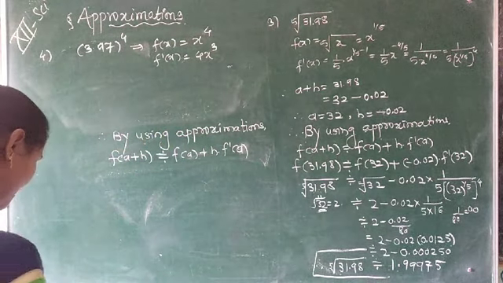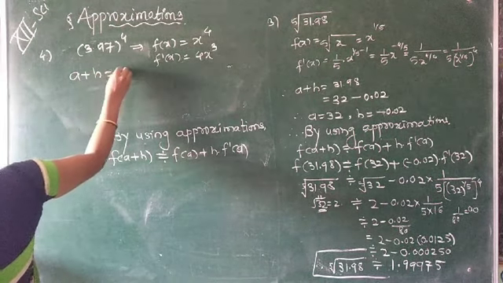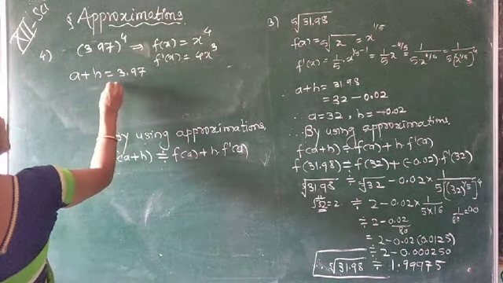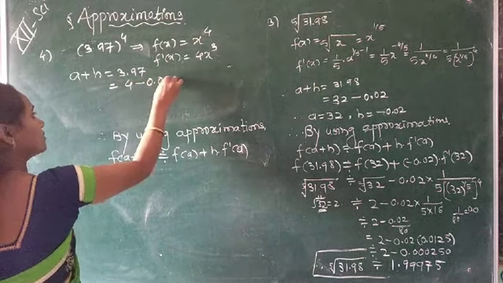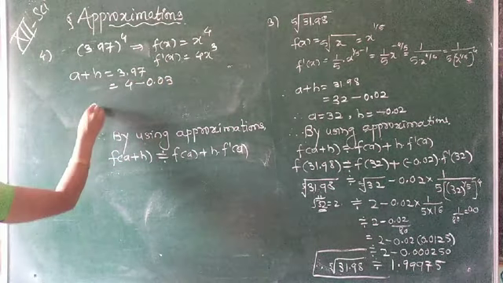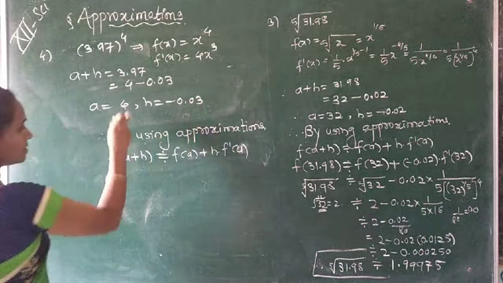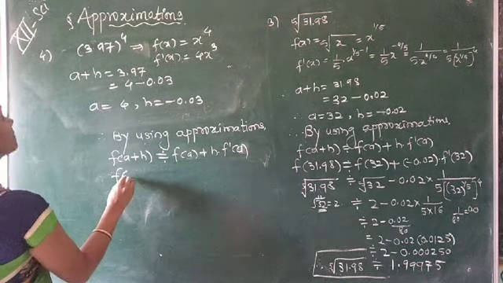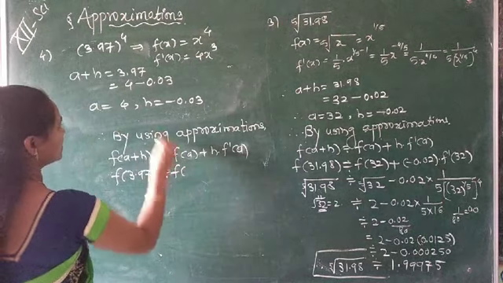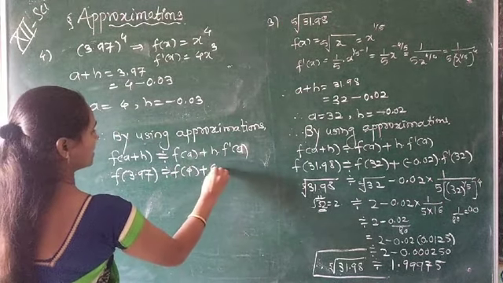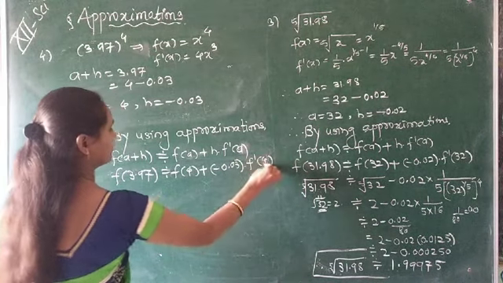What is given? That is 3.97 raised to 4. Correct. So, a plus h is equal to 3.97. So, again write the number near to this, 3.97 as 4 minus 0.03. Since the value of a is equal to 4 and h is minus 0.03, again using approximations, a plus h is 3.97, approximately a is 4 plus h is minus 0.03 into f dash of a.